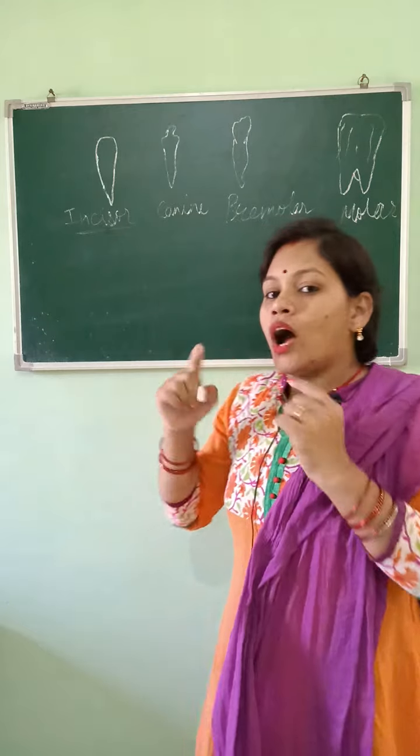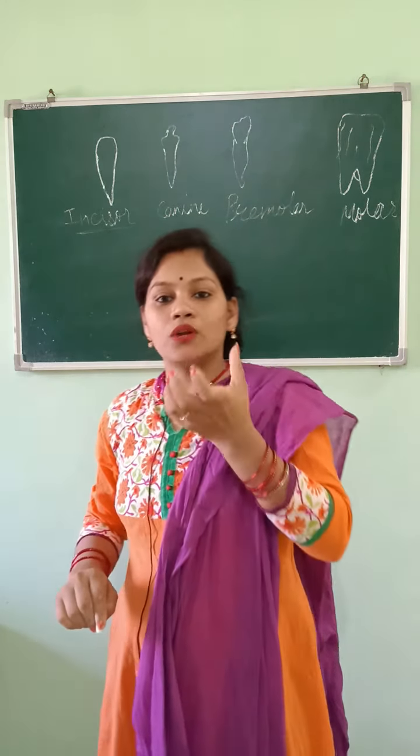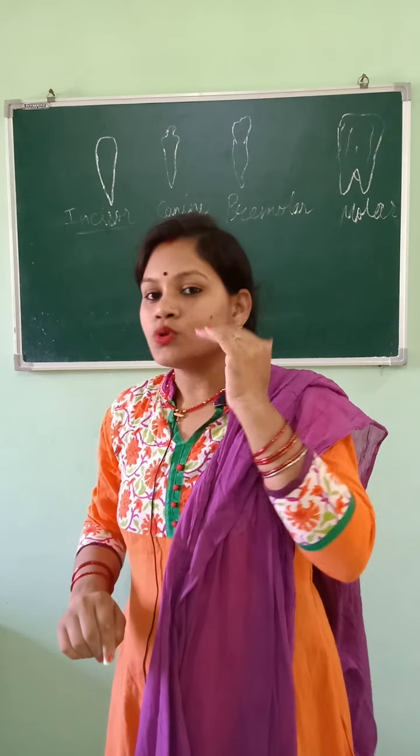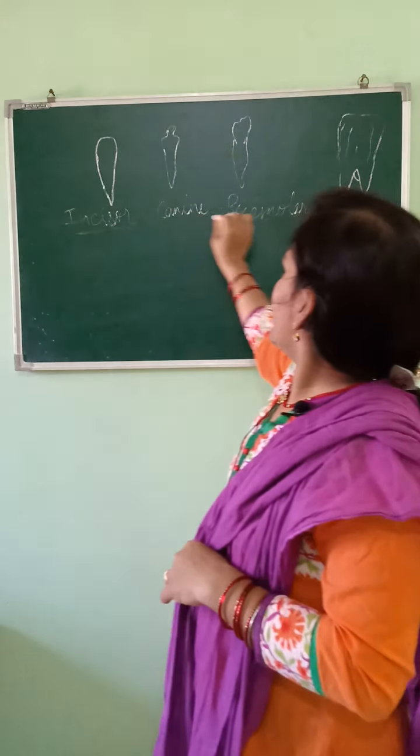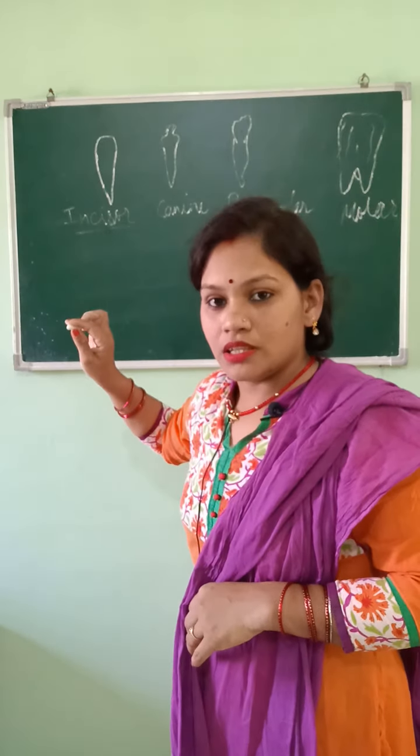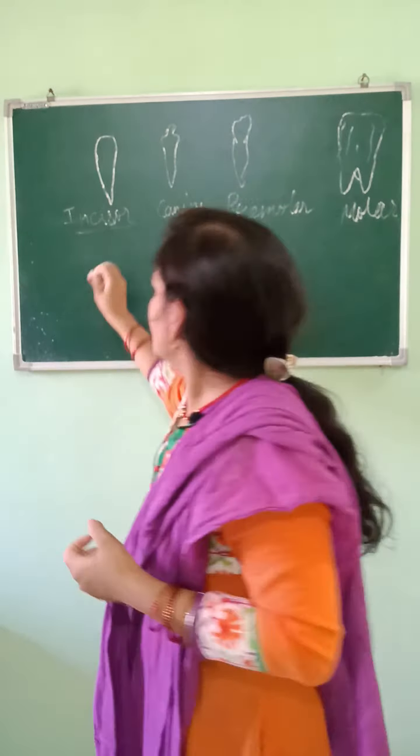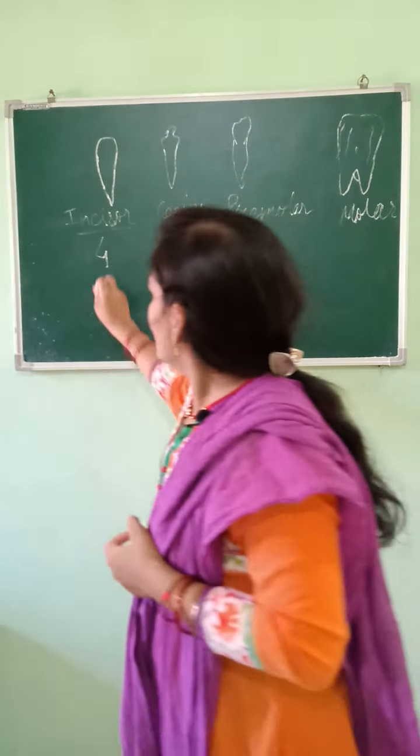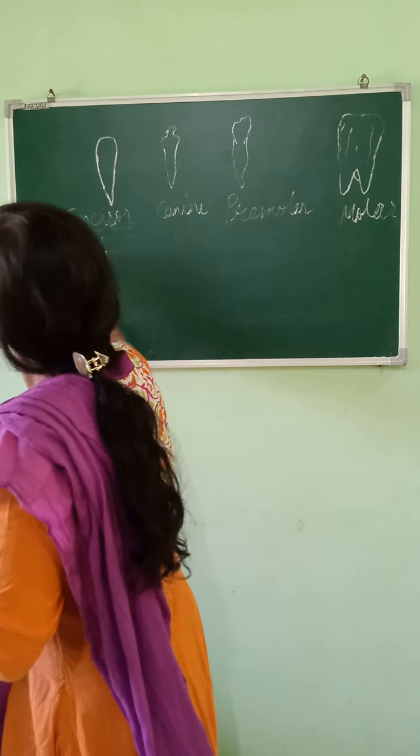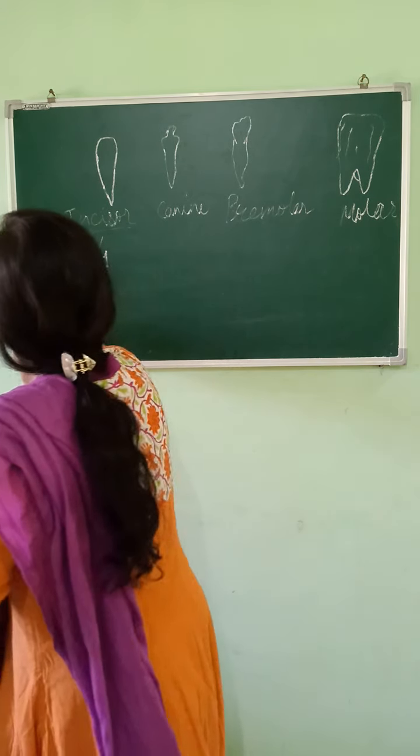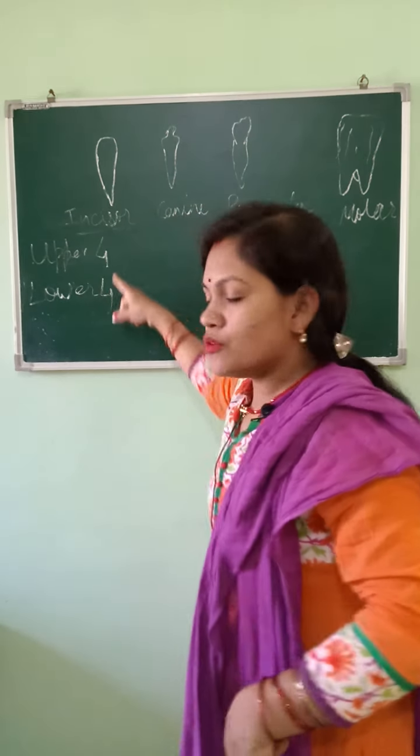Now how many incisors are there? Firstly, let me tell you that our teeth are located in our jaws. There are 2 jaws, upper and lower, isn't it? In these jaws the incisors, canines, premolars and molars are fixed. How many incisors are there? Incisors are the front teeth. They are 4 in the upper jaw, 4 in the lower jaw.